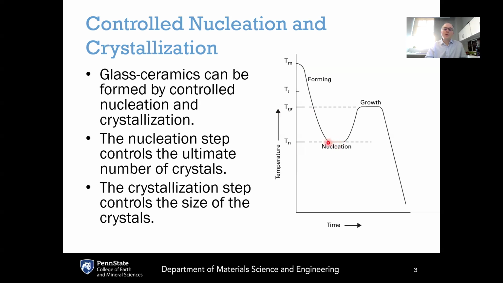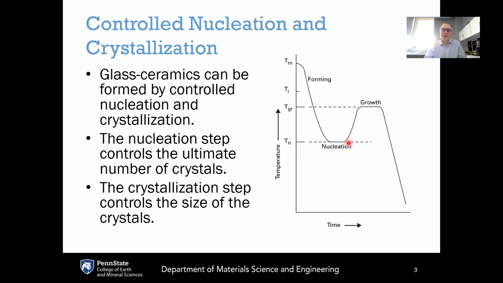The longer that we hold the glass at this nucleation temperature, the greater the density of nuclei that will be formed. So if we hold the system here for a long time at the nucleation temperature, that means we have a larger number of nuclei per unit volume, which means that ultimately we're going to have a greater number of crystals per unit volume. On the other hand, if you hold the glass at the nucleation temperature for only a short period of time, then we have a lower density of nuclei that form and ultimately a lower density of crystals in our final glass ceramic.